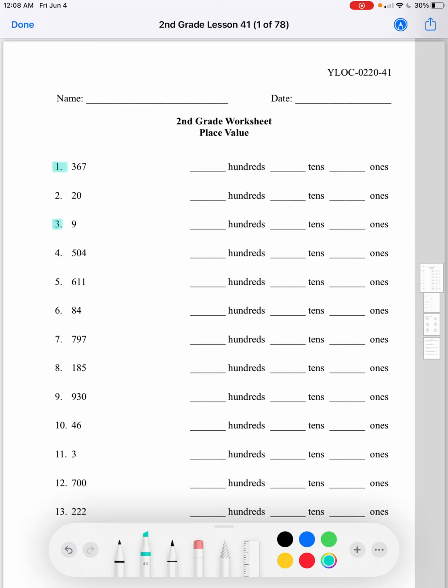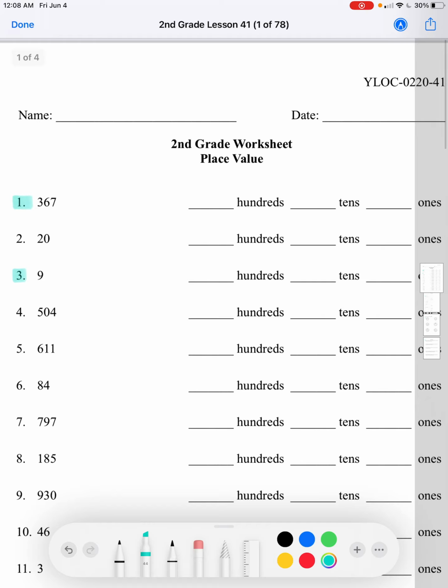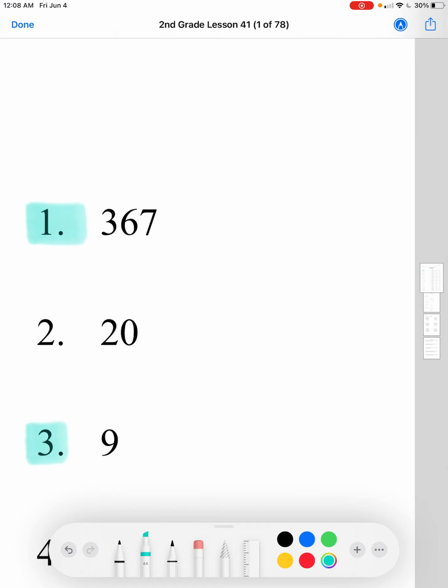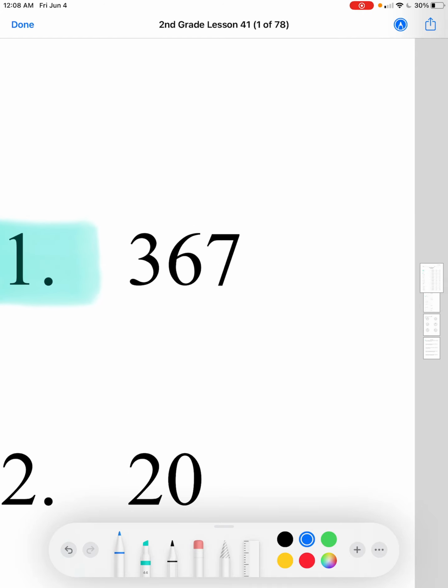So let's start with place value. We'll do number 1 as our first example. We have the number 367 right here. We're going to write how many hundreds, tens, and ones there are in each number. So first let's look. Remember this place is right here.